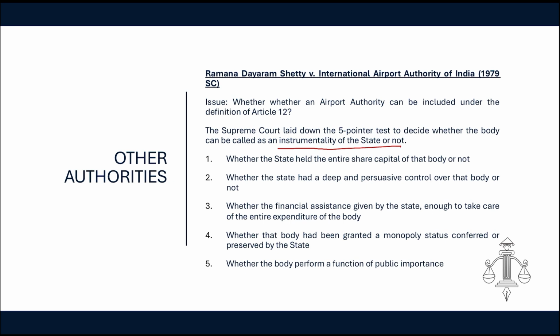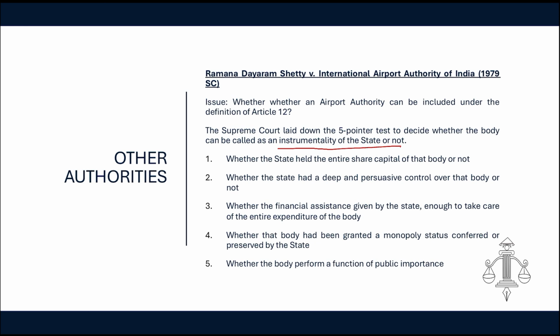So let us look at the 5-pointer test. First, whether the state held the entire share capital of the body or not. Second, whether the state had a deep and persuasive control over that body or not. Third, you have to look whether the financial assistance given by the state is enough to take care of the entire expenditure of that institution or not.